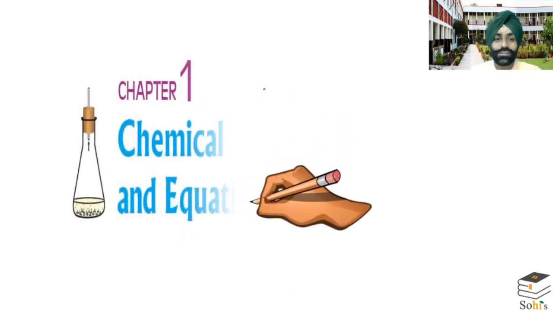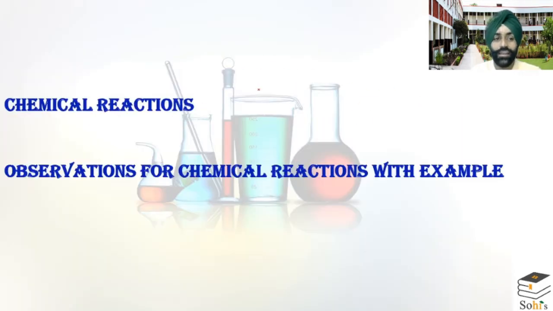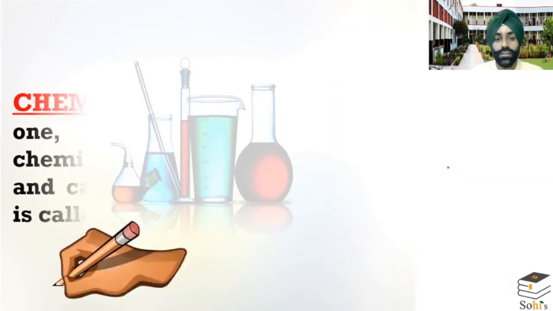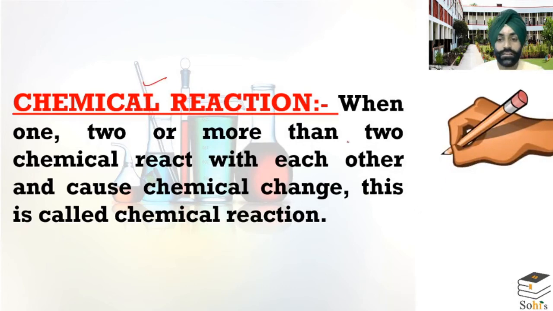Today we are going to start our chapter number 1, chemical reactions and equations, and in this video we will discuss the chemical reactions and observations for chemical reactions with examples. So let's start. First of all, we have chemical reactions.